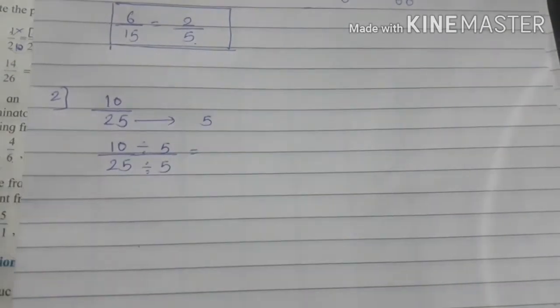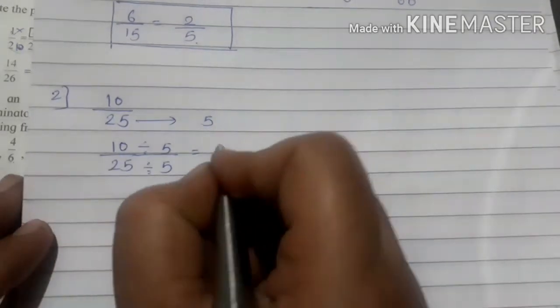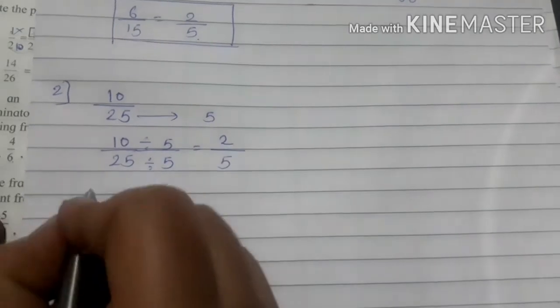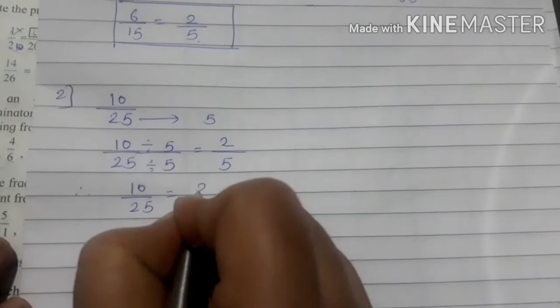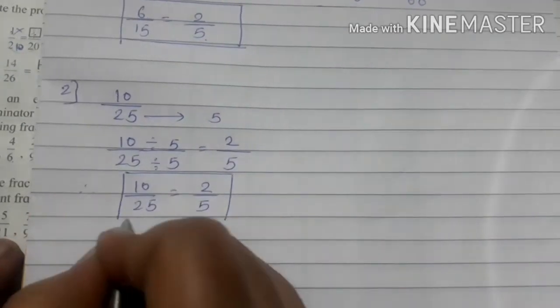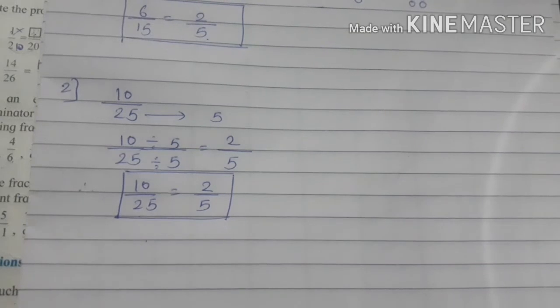Yes, now you can do the division yourself in rough work. Okay. So here as we divide 10 by 5, we get the answer 2, since 5 2s are 10, and 5 5s are 25. So here we get the denominator 5. Therefore 10 upon 25 is equal to 2 upon 5. These are equivalent fractions, with which we convert the denominator 25 to 5. Understood everyone? Now let's see the third one.